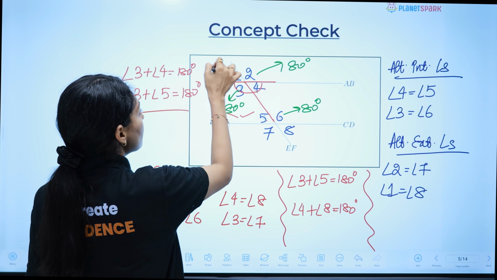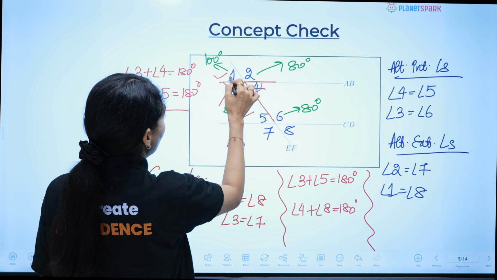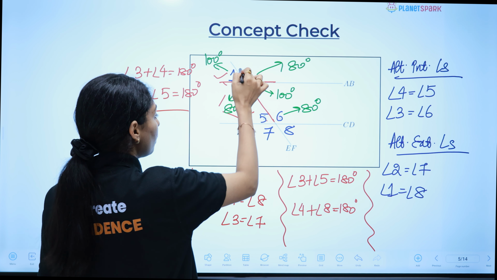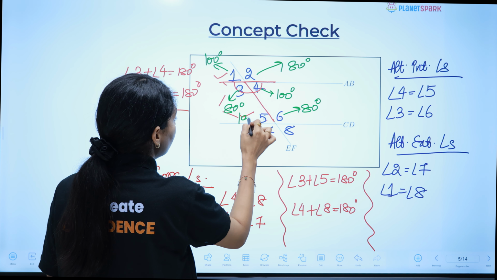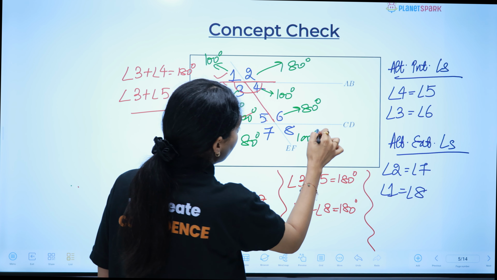Then a linear pair is forming. If 2 is 80, this is what? 180 minus 80, that is 100 degrees, right? Vertically opposite angle 100 degrees. ये 4 मिल गए हमें, corresponding angles यहाँ लिख देंगे. This will be 100, ये 80 है तो ये भी 80, ये 100 है तो ये 100, right?